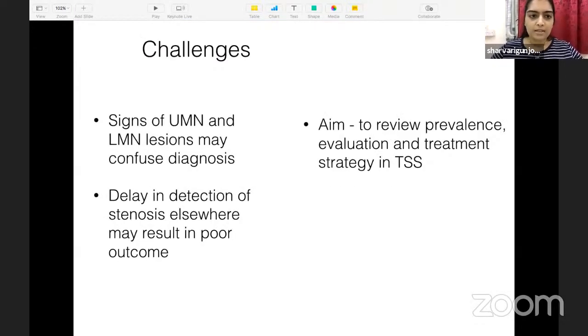So there are a number of challenges, the most important ones being that signs of upper motor neuron lesion as well as lower motor neuron lesions may confuse diagnosis. There may be a delay in detection of stenosis elsewhere, which may result in a poor outcome. So the aim of this review was to review the prevalence, evaluation, and treatment strategy in tandem spinal stenosis.